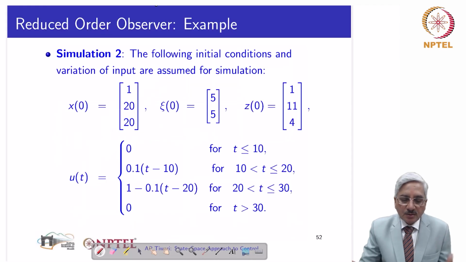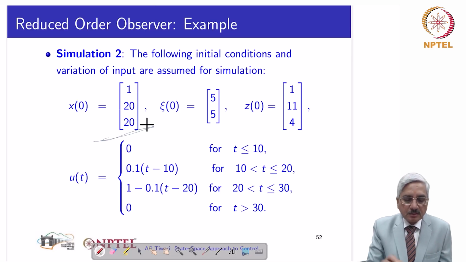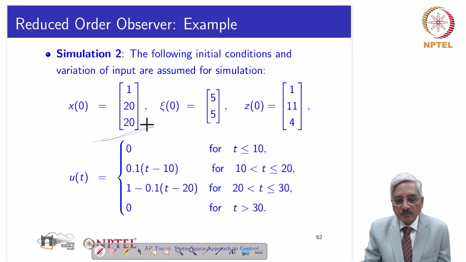For this design, any other design could be possible. That was the simulation with input 0, system at equilibrium, and the observer states deviating from the equilibrium. Now we are doing another simulation. Same initial condition, the system is at equilibrium.